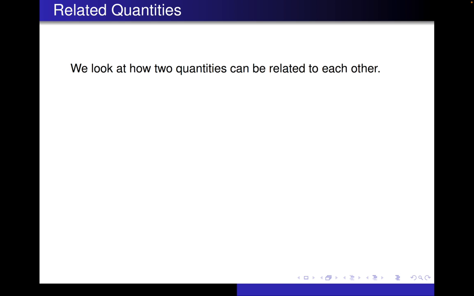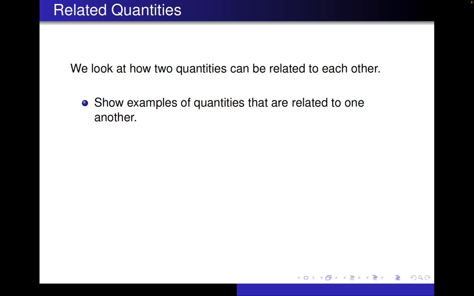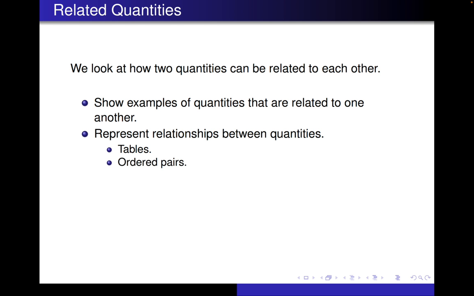For our first video of the semester, we're going to talk about our first topic, which is how two different quantities can be related to each other and how to express that. First, we're going to show some examples of quantities that are related to one another. We're going to show how to represent these relationships between quantities. There are different ways. We can do them in tables, we can use ordered pairs, and we can use graphs.